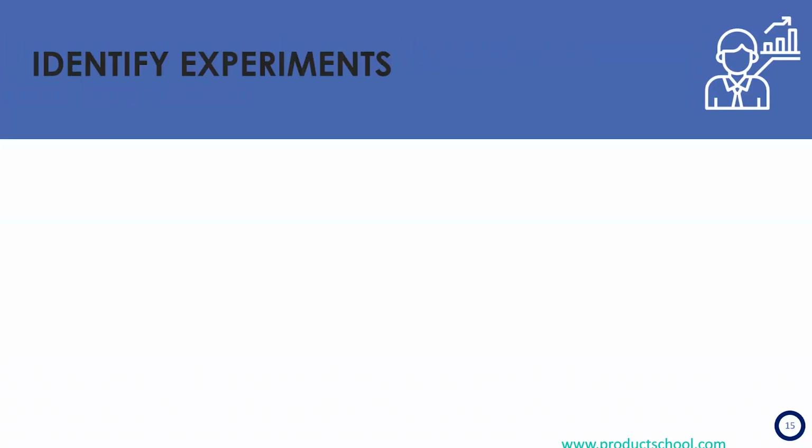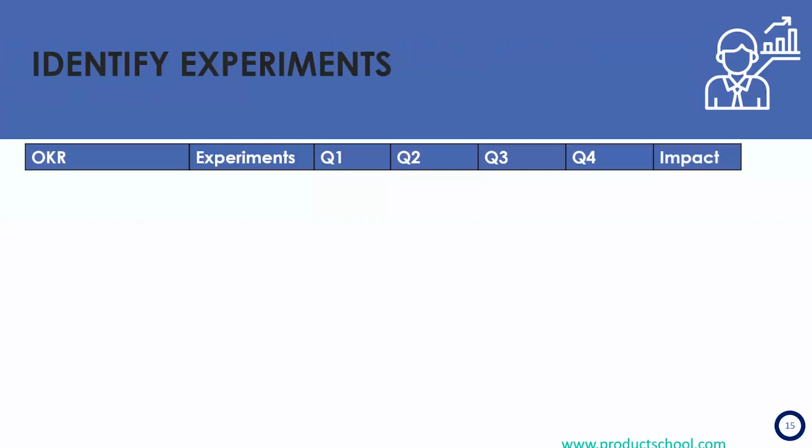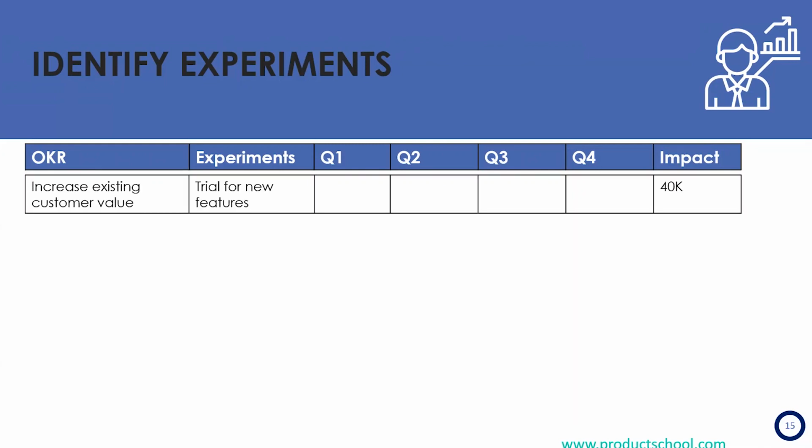Now that you have your OKR set, the features that you want to invest in, and a good understanding of what your inorganic growth is going to be, you start identifying experiments. As you can see, the first thing I have done here is put in the OKR. My first experiment is going to be towards increasing the existing customer value, which is my upsell area. I want you to try new features. That's the first thing I want you to do to increase the customer value. And my impact is 40K, as I think about it.